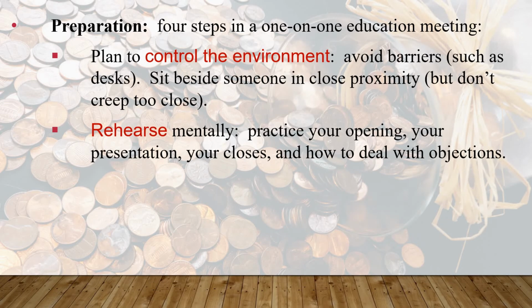Plan to control the environment as much as you possibly can. Avoid various barriers, things like sitting from one side of a desk across somebody else and things like that. If you can get close to somebody in a certain proximity, sitting beside them at a table, sitting on a couch, something like that, you want to make sure that you respect someone's personal space bubble. But if you can get close to them enough that it seems that you're much more approachable, that can be very welcoming.